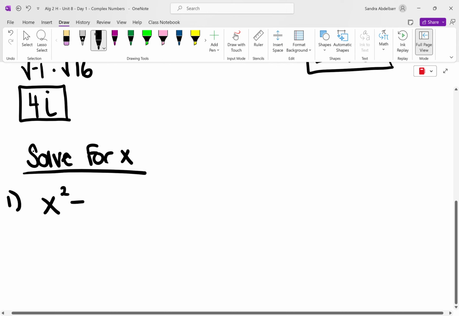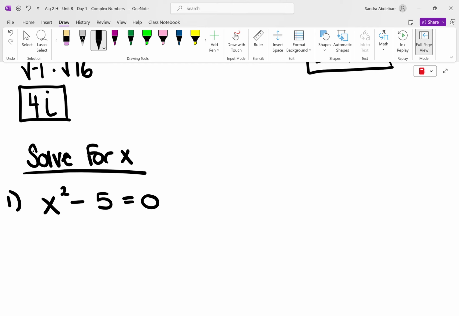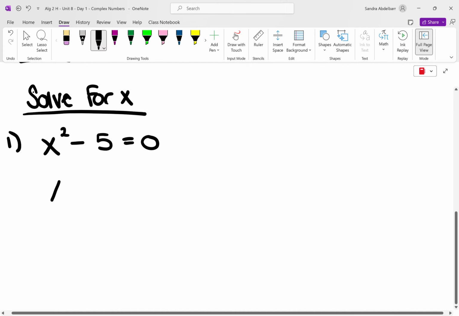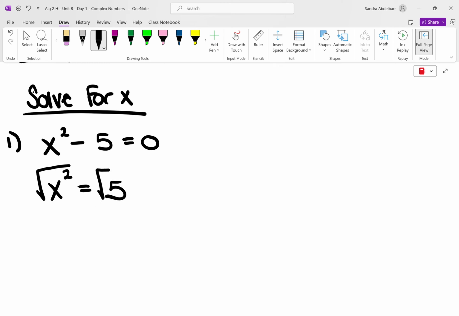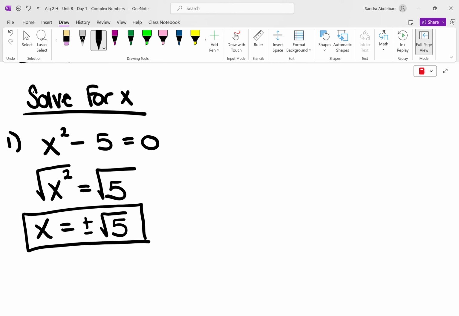So in this next section, we're solving for x. If I have x squared minus 5 equals 0, remember before the break what we had to do was isolate our x squared, get it all by itself. So this is going to be x squared equals 5. To undo a square, we take the square root. The minute I take a square root, what must I put in front? Plus or minus. So x is equal to plus or minus root 5.